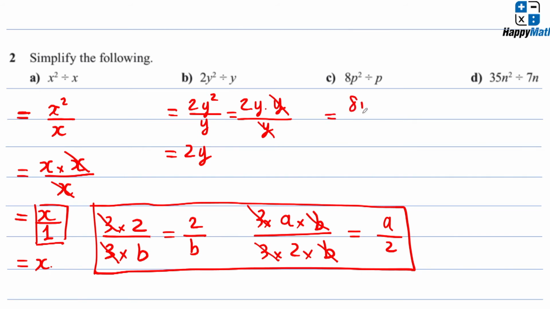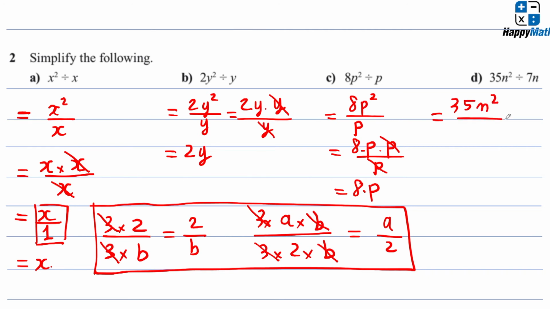And this is here divided by p, 8p divided by p. The same p in the denominator and numerator, you can simplify like this. You got here 8p. That's all.